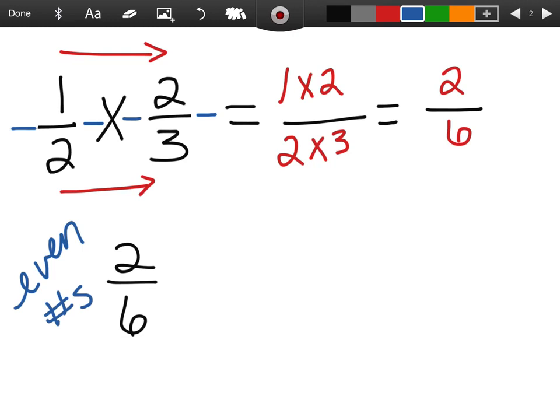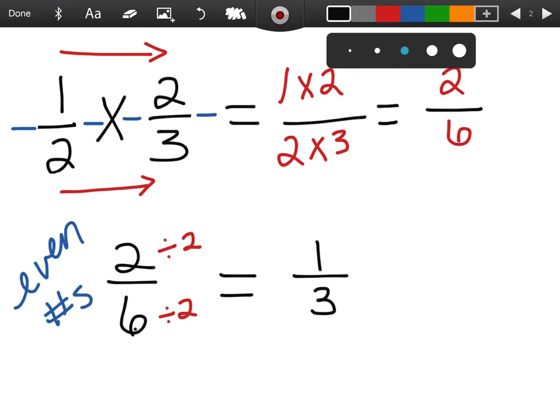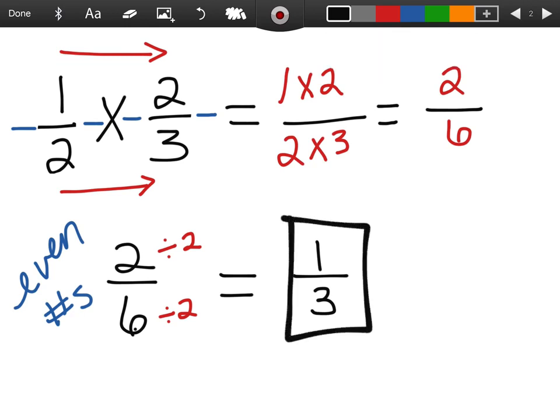But you'll notice 2/6, both of these are even numbers. And anytime I have even numbers, I can always divide by 2 and reduce my fraction. If I have a fraction, I should always reduce it. Do not leave it in the largest form. That is not appropriate, and you will lose points for that. Okay, so make sure you reduce it.